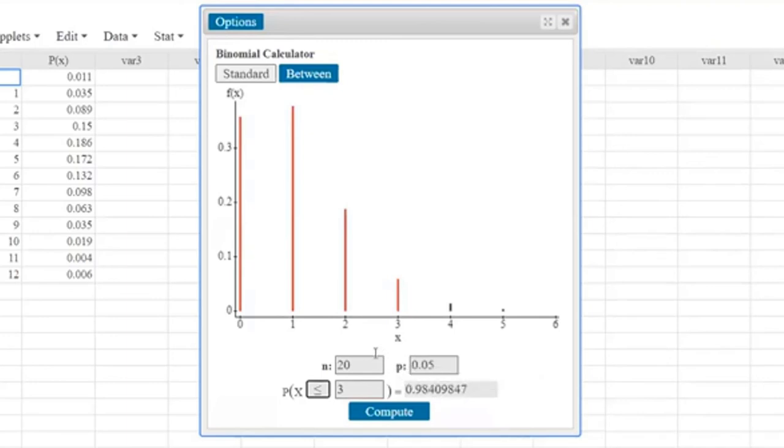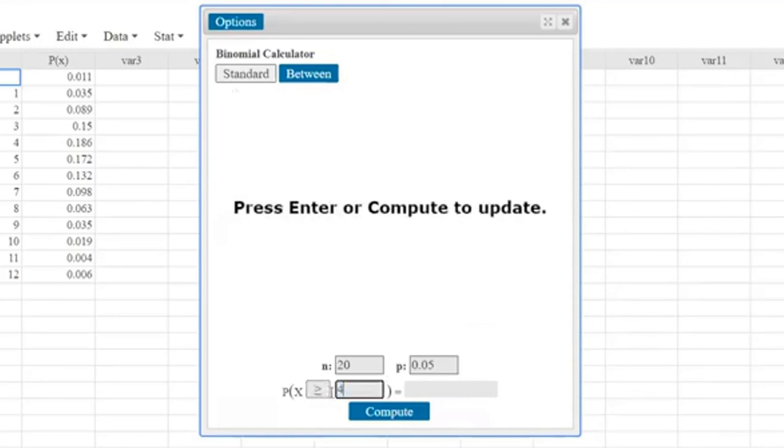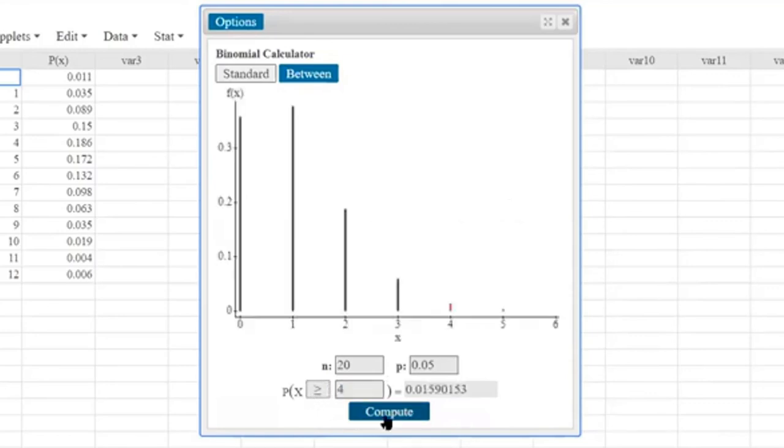For the last part of that problem, we want to know the probability of 4 or more successes. So I could change this to greater than or equal to and 4. So that's 4 or more successes, and that is 0.0159, which we found, and so that is unusual.